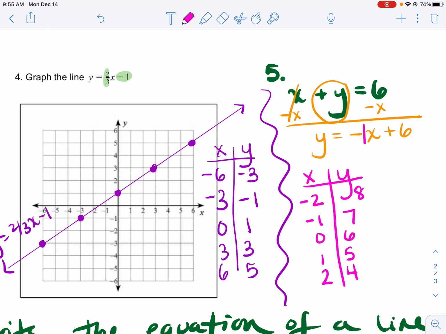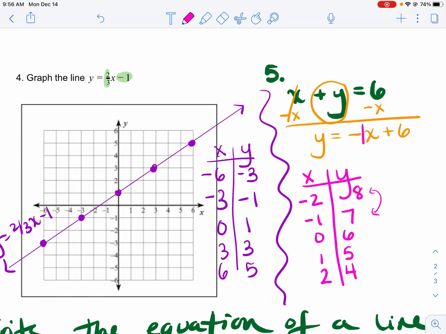I'm going to graph this one. These two are going to be a little bit hard to graph just because I only went up to 6 on our graph, but we'll just do the best we can. And you can see these are falling nicely into a line. It's a negative slope going down. Beautiful. So this is our original equation, x plus y equals 6. Okay, so that's a little review of graphing and making a table.